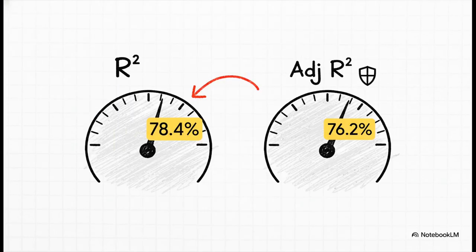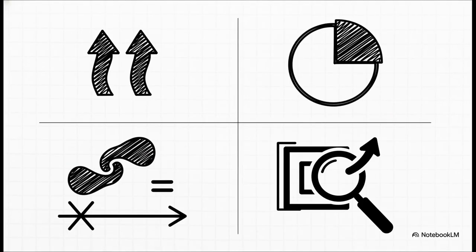And if we go back to our homework and grades example one last time, you can see this in action. The regular R² was 78.4%, but the adjusted R² was a little bit lower, at 76.2%. That small drop is the adjustment, and it gives us a much more honest, more conservative assessment of how strong that connection really is. All right, so let's do a super quick recap of the key takeaways.